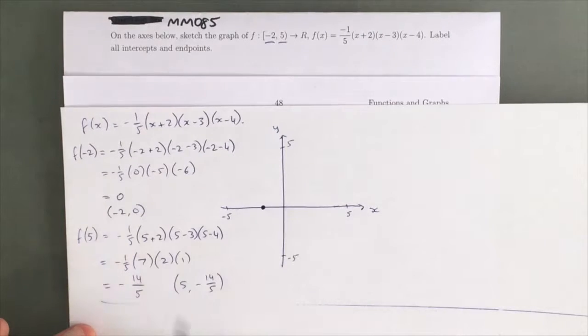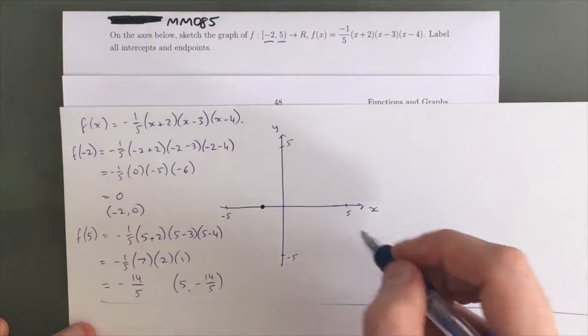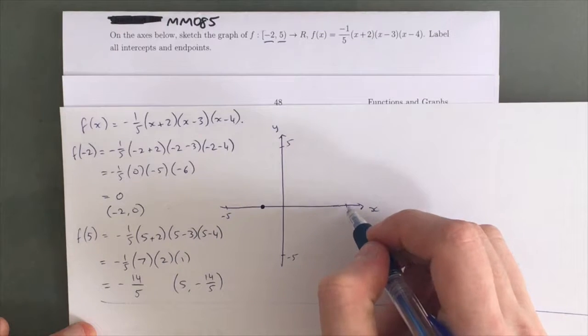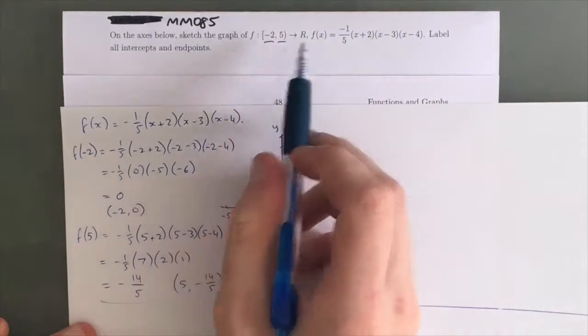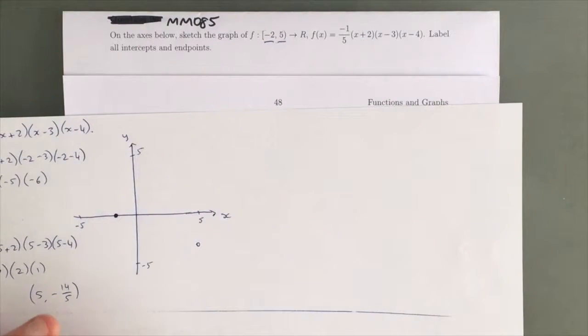So that occurs at 5, negative 14 on 5, and negative 14 on 5 is slightly more than negative 3, slightly towards 0. So we go to 5, negative 14 on 5, let's call it here, and that's an open circle because this is a round bracket here. All right, awesome. So now we need to figure out what our intercepts are.